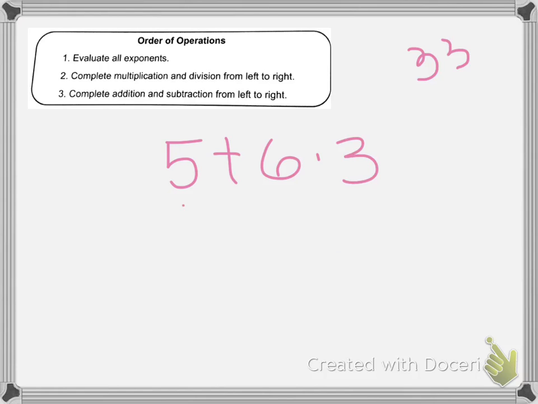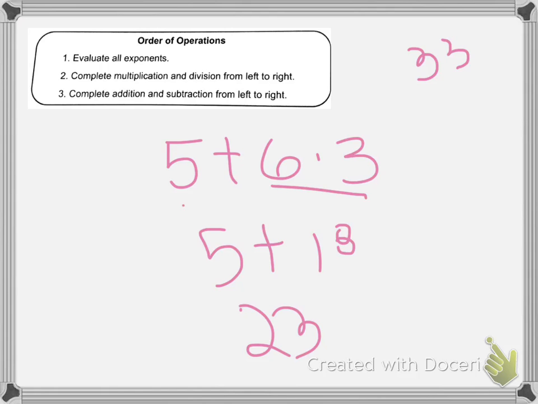33 was what we got. Let's see what happens when I multiply first and then add. 5 plus 18. I don't get 33. I get 23. So I don't get the same answer. So apparently it matters what I do first.